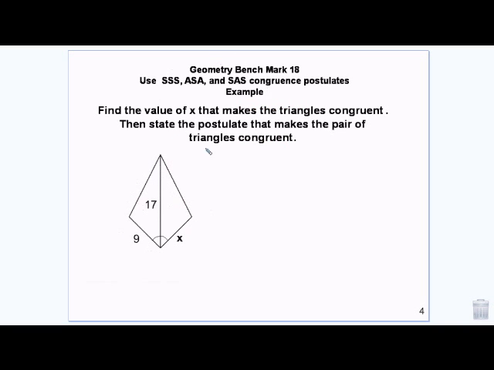Alright, so to find the value of x that makes the triangles congruent, we want to state the postulate. Well, this is a triangle, and this is a triangle, and they share this side in common, so this length is going to be 17 for both triangles. This is 9. Well, then x needs to also be 9. And what I have is side-angle-side.